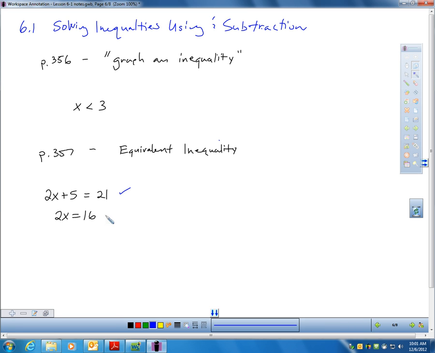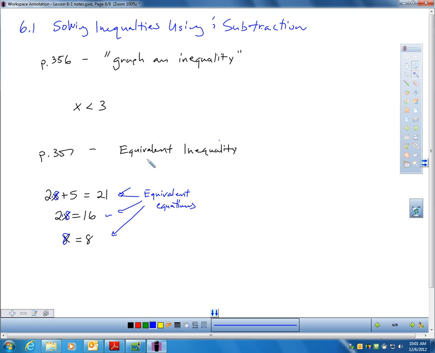This equation and this equation are equivalent. Equivalent means that whatever the solution to this equation is would be the same as that. Now, let's do one more. If I divide by 2, I would get x equals 8. All three of these equations are equivalent. So in other words, if I plug in an 8 here, I get a true statement. If I plug in an 8 here, 2 times 8 is 16, I get a true statement. And if I plug in an 8 here, 2 times 8 plus 5 equals 21, that's a true statement. All of these are equivalent equations.